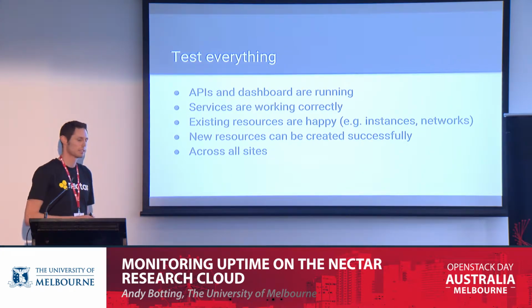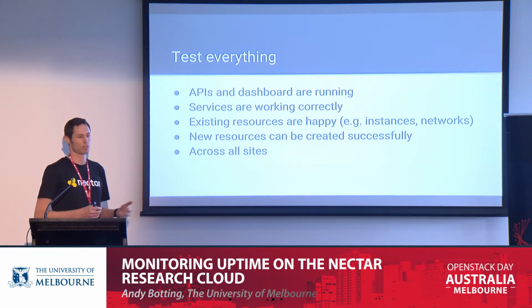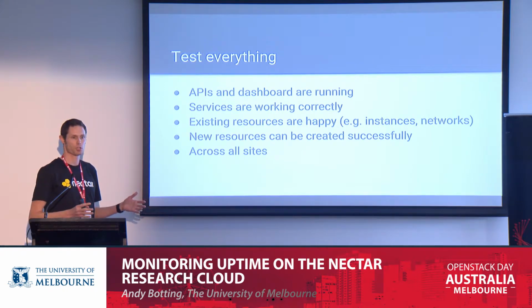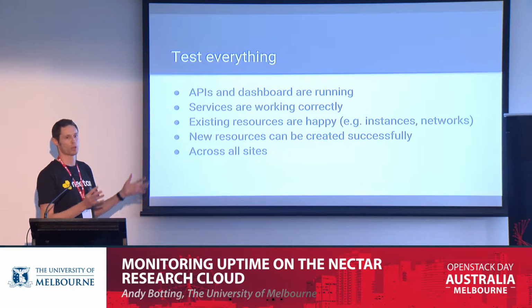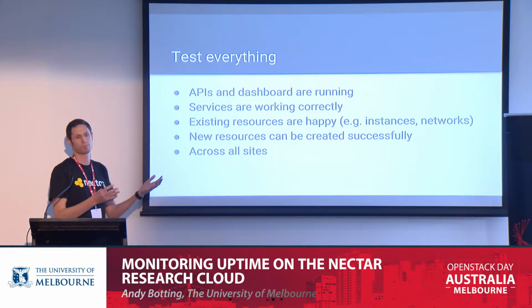Another level of your testing will be that your existing resources are happy, right? So you've got instances that are already created on your cloud. The top level APIs could have an issue or they could be down, but that shouldn't really affect your already running instances. So we really need to start testing all these layers of the system to have total uptime, or to have it totally working.